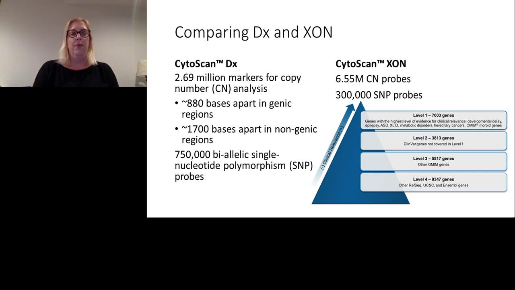The DX system is meant to cover the entire chromosome in broad swoops, whereas the XON array is really focused on genes of interest, with the level 1 genes being genes that are in OMIM with known disease or phenotypes, and moving down to levels 2, 3, and 4 that are genes with significantly less knowledge known about them.